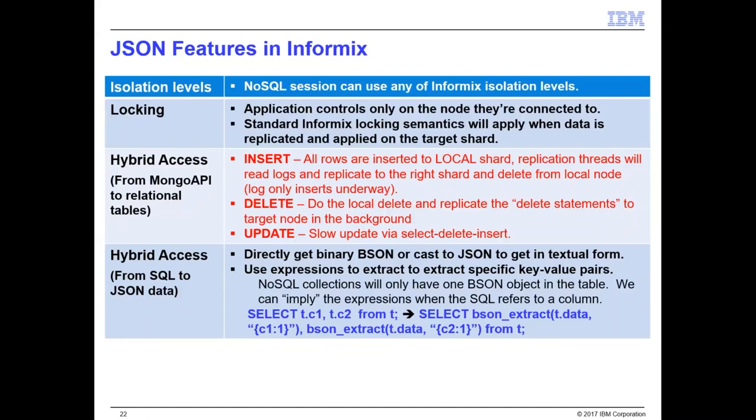For hybrid access, we directly get a BSON or cast to JSON to get it in a textual form. You will see a lot of code where we have done just exactly that, where we cast from BSON to JSON and also sometimes to other types, and we'll see some code on that in a minute. We use expressions to extract specific key value pairs. NoSQL collections will only have one BSON object in the table. We can imply the expressions when the SQL refers to a column, seen below.